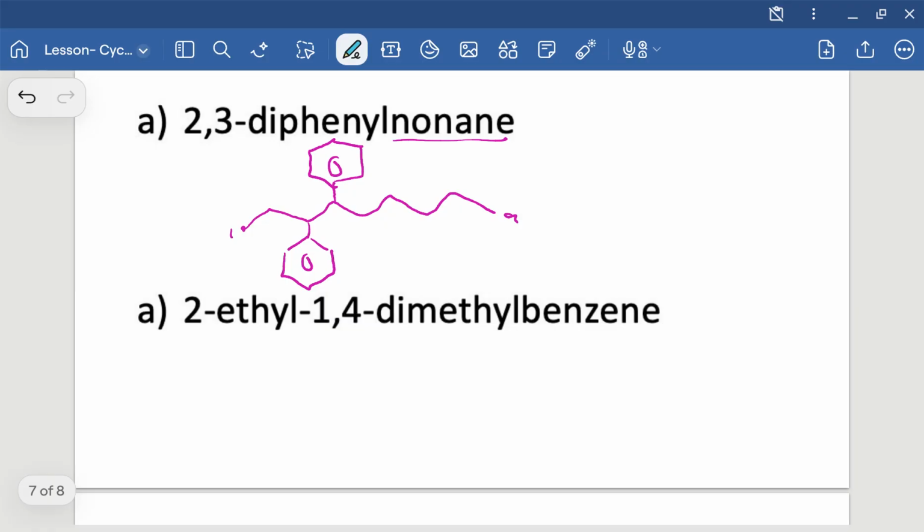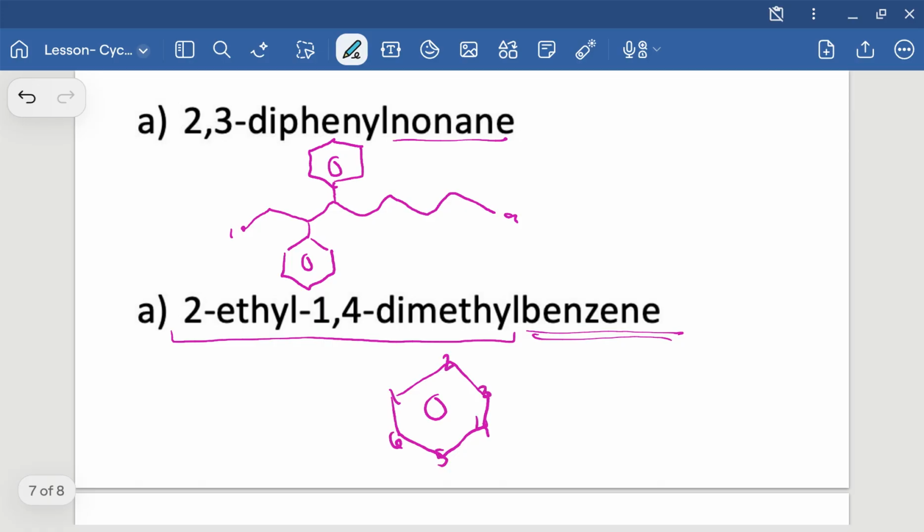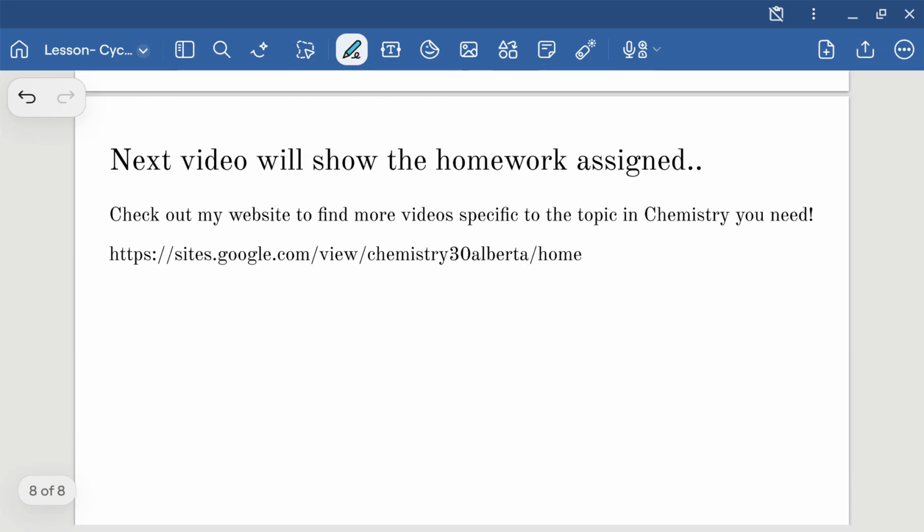Now, the next one though, we have again something a little bit more complicated at the beginning, but then it ends in benzene. So we know that benzene is what we're starting with on our ring. It doesn't matter where you start to number, you just need to number 1, 2, 3, 4, 5, 6. And then on carbon 2, you'll put that ethyl group. On carbon 1 and 4, you will put that methyl group. And then moving on, that is about it.